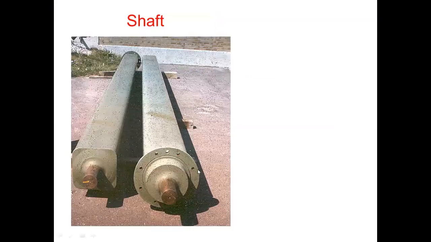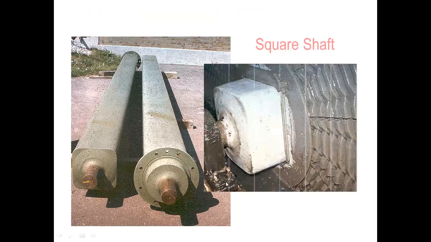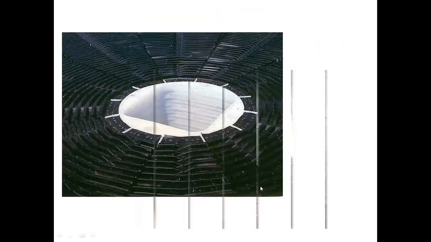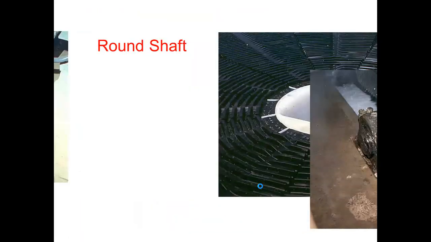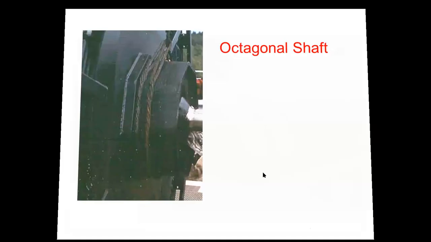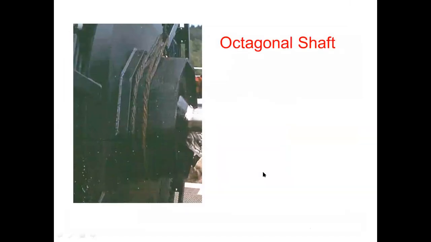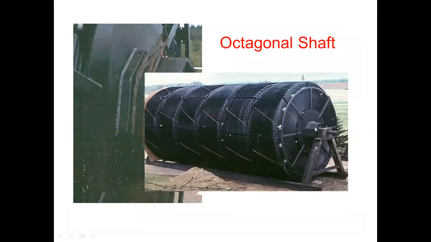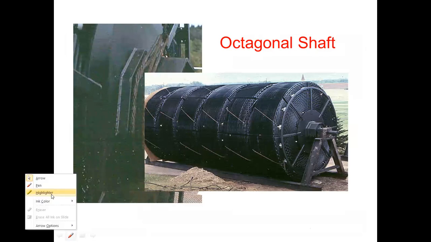Then this is high density. The shaft has several configurations. This is a square shaft. The shape of the shaft is square. And this is a round shaft. And octagonal shafts are also available. Here you can see an octagonal shaft.